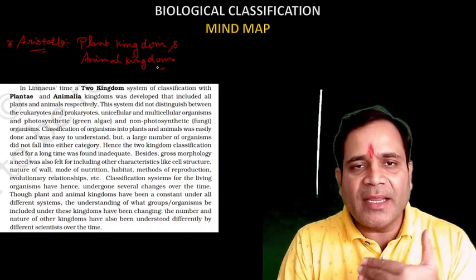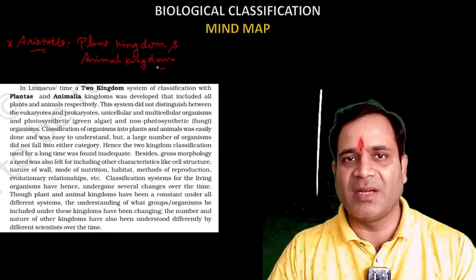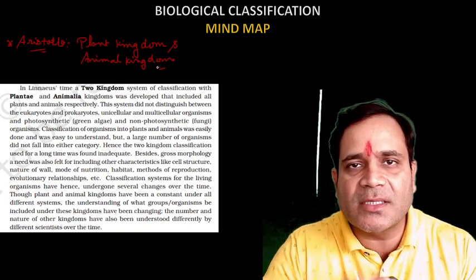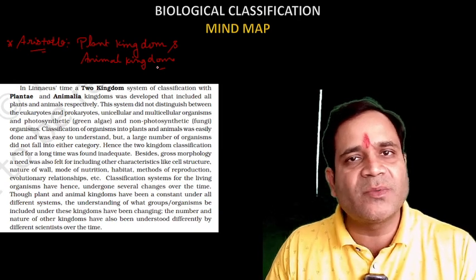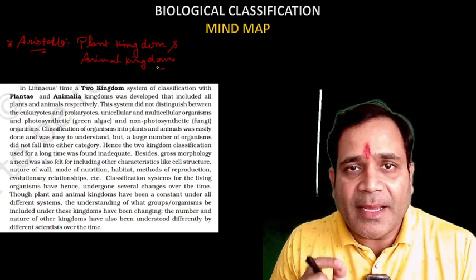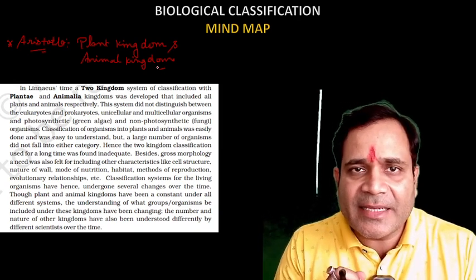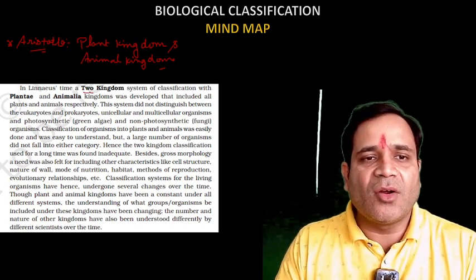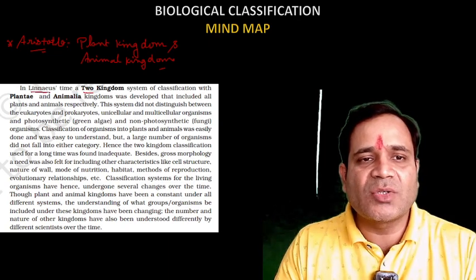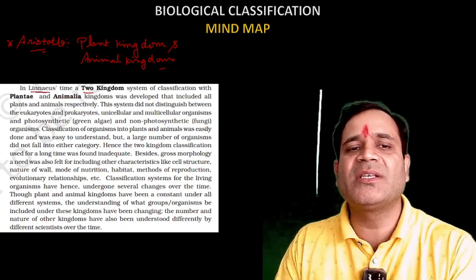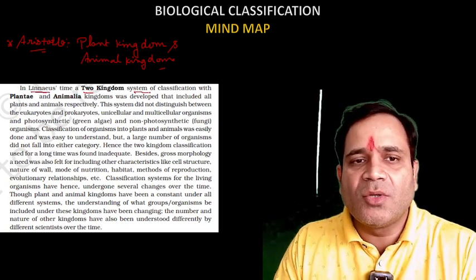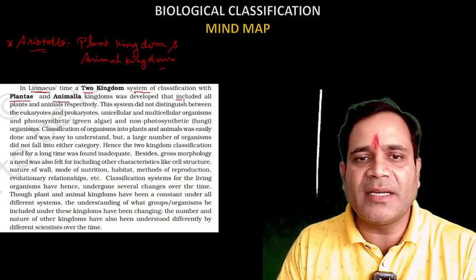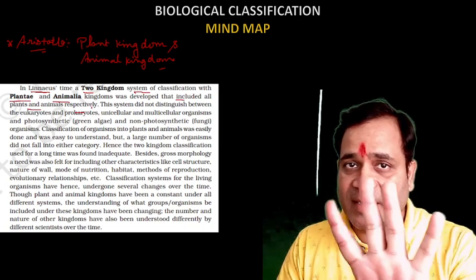So that's why we made the three kingdom classification, and that three kingdom classification was given by the scientist, yes you are correct, my dear, Ernest Haeckel. Am I right? So see what is given in the two kingdom classification. According to Carlos Linnaeus, as I told you, the two kingdom system of classification was Plantae and Animalia, which included all the plants and animals respectively, right?